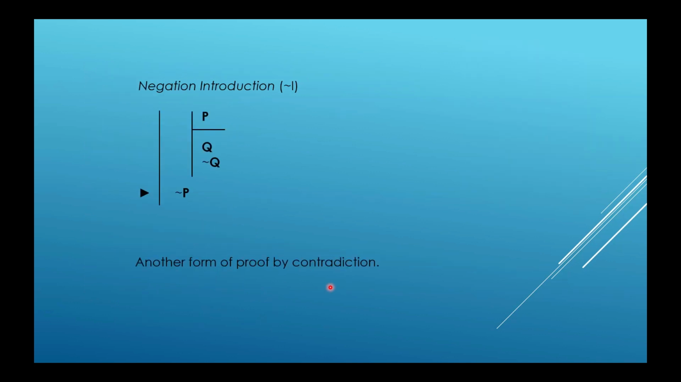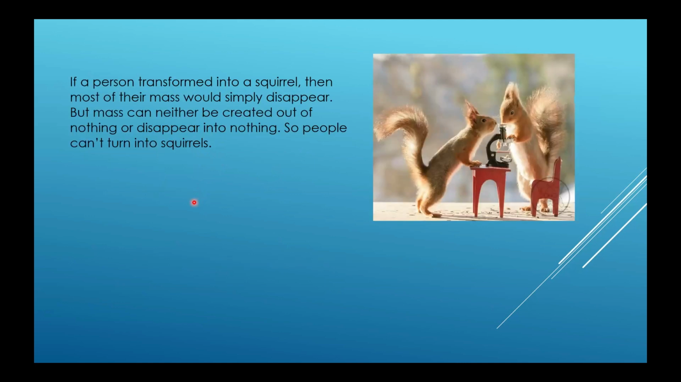Negation introduction is another form of proof by contradiction. It's basically the same thing, except it goes the other way. Whereas in negation elimination, you have a negated assumption and then the rule strips the negation off. Here, you have an assumption and the rule adds a negation to it. So, for example, if a person transformed into a squirrel, then most of their mass would simply disappear. But mass can neither be created out of nothing or disappear into nothing. So people can't turn into squirrels.